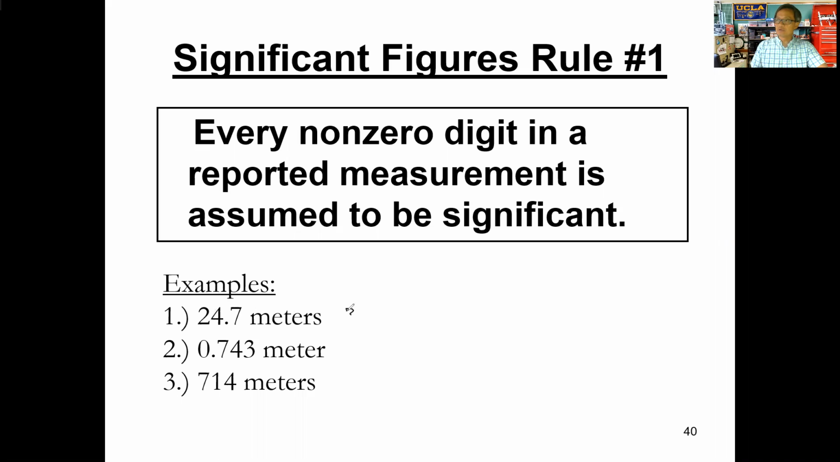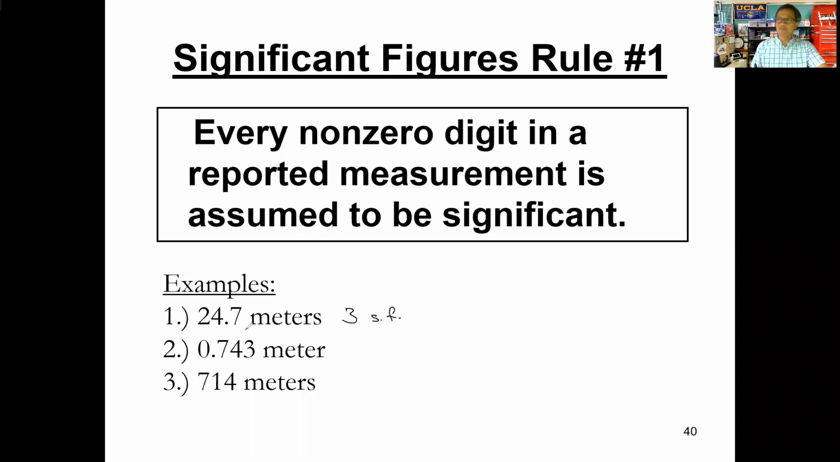Okay, so there would be three significant figures in this particular number. Let's take a look at the second measurement here. The number then is 0.743. We have three non-zero digits, and the 0 here is obviously 0. So this is also three significant figures. And I abbreviate significant figures with the SF.